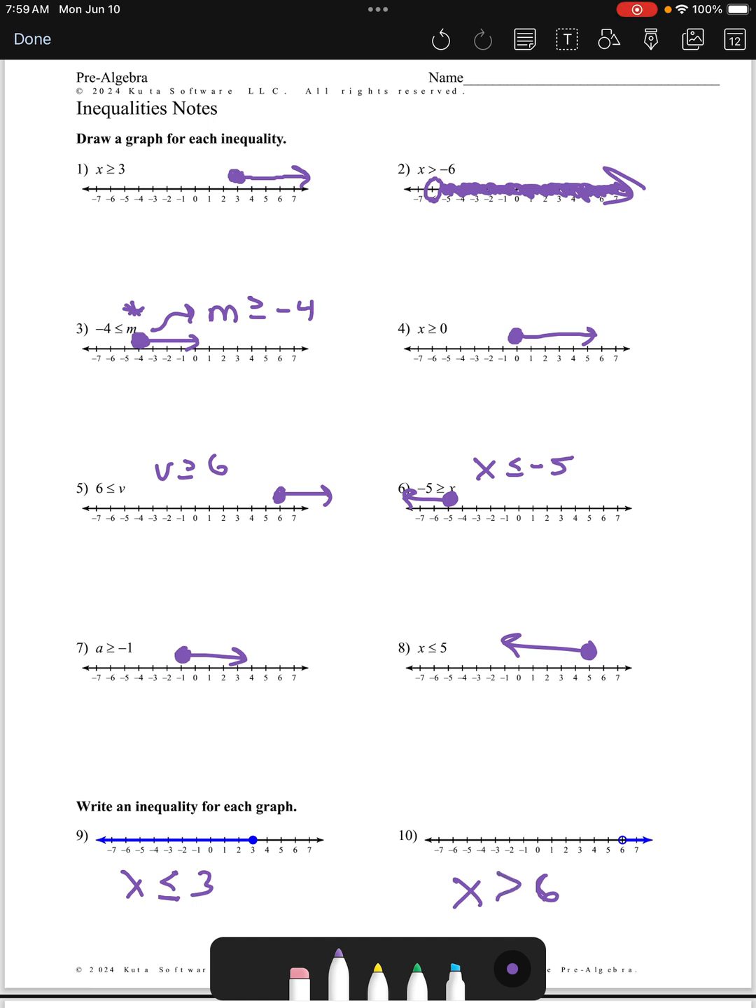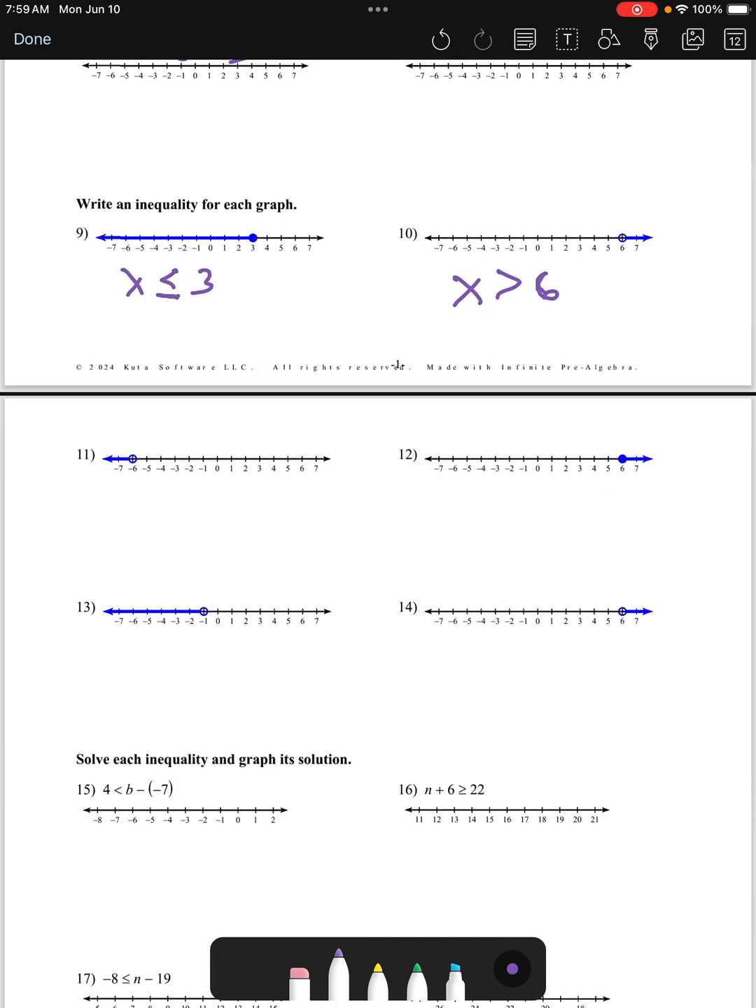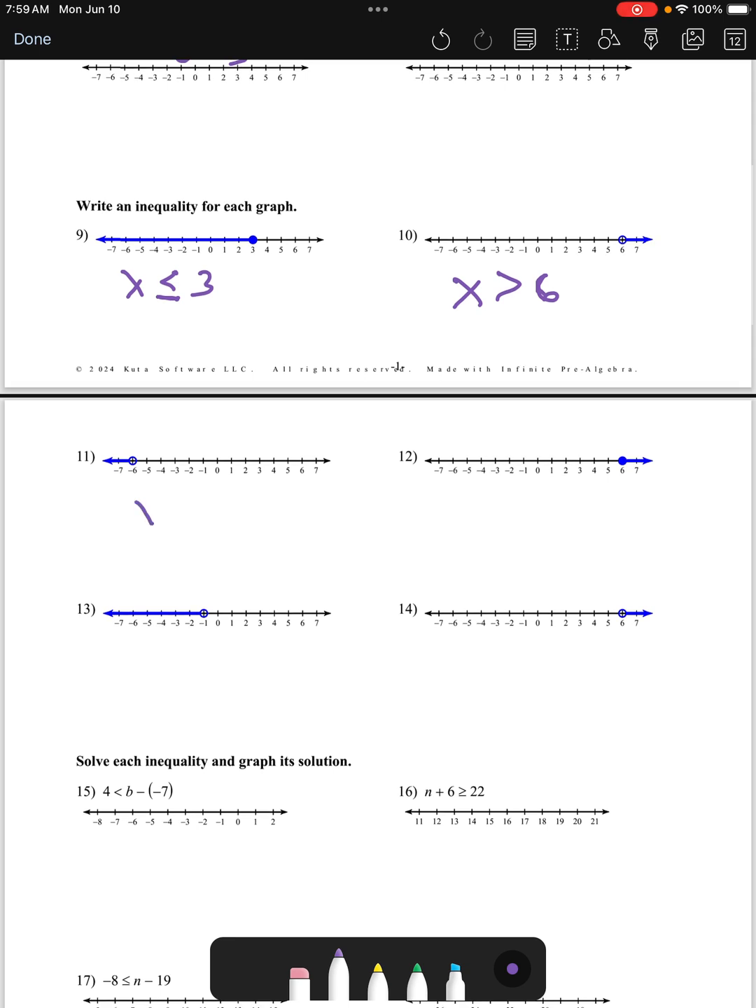Which direction does the arrow go? It goes to the right. It's showing things greater than 6, so x is greater than 6. Is 6 included? No, the circle is open. Do not put an or equal to with this inequality.